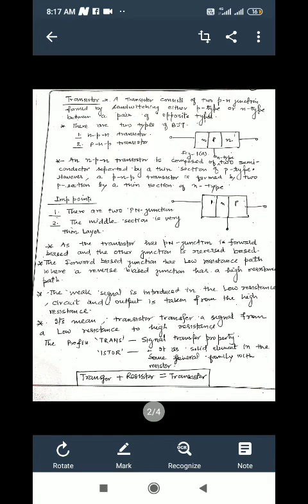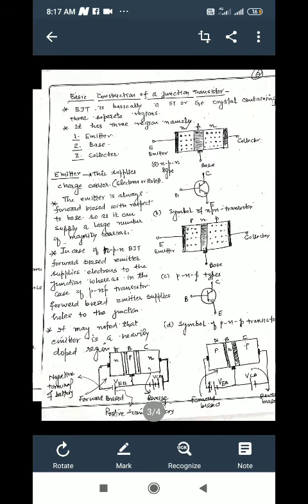If we focus on the word transistor, the prefix 'trans' means signal transferring property, and 'istor' means a solid element in the same family as resistor. So transfer plus resistor is equal to transistor.